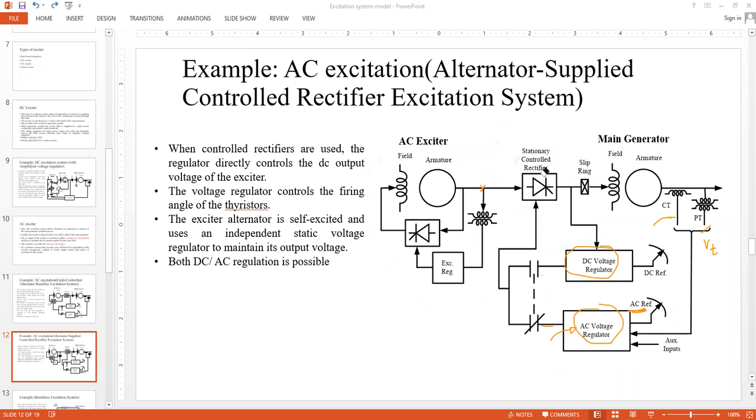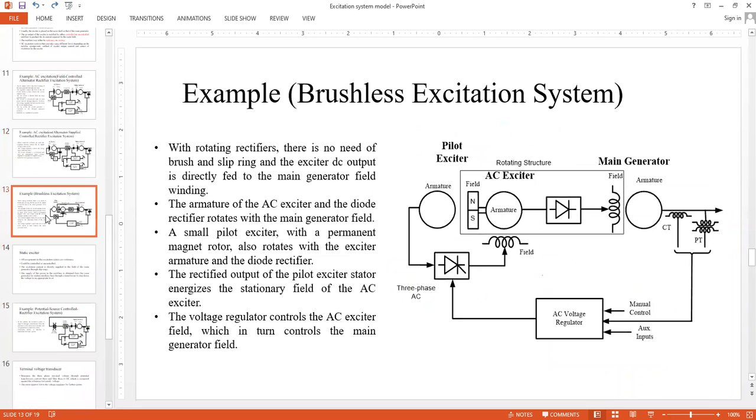And your rectifier block is stationary. Still it's stationary. Now we go to the next example of AC excitation, which is famously known as the brushless excitation system. That is having some rotating structure. It is still an AC excitation system, but a little different than the previous two.